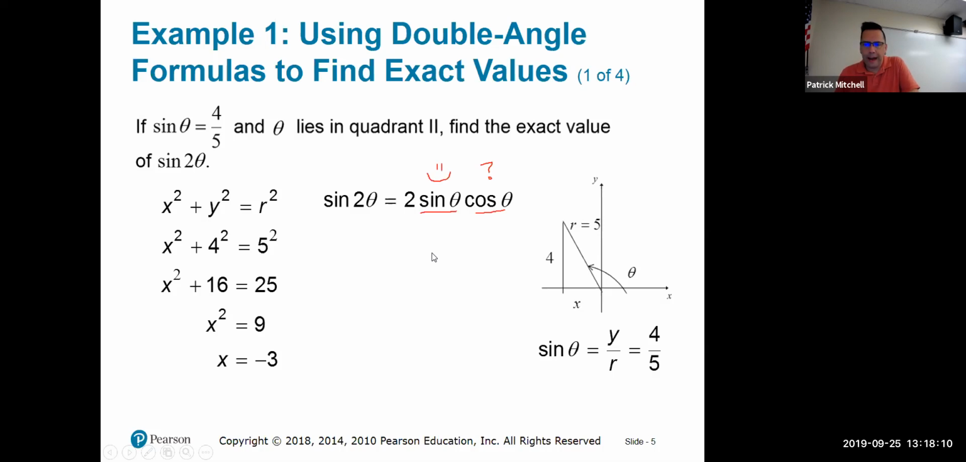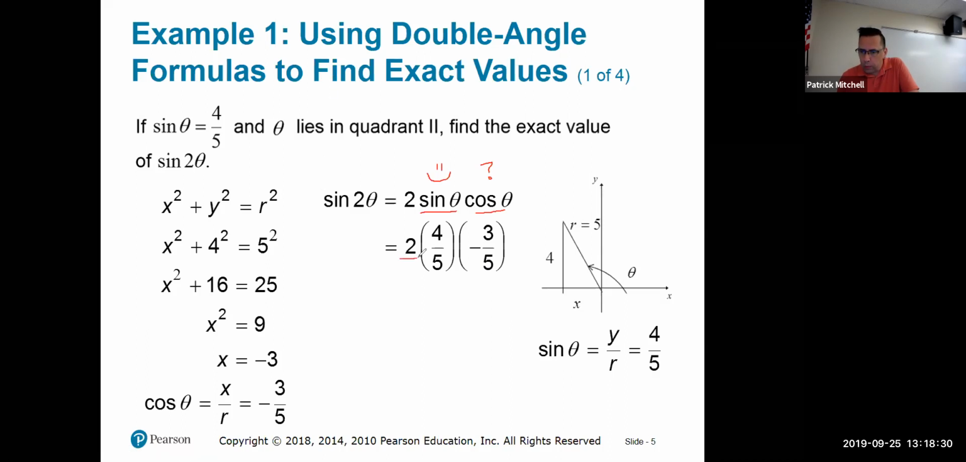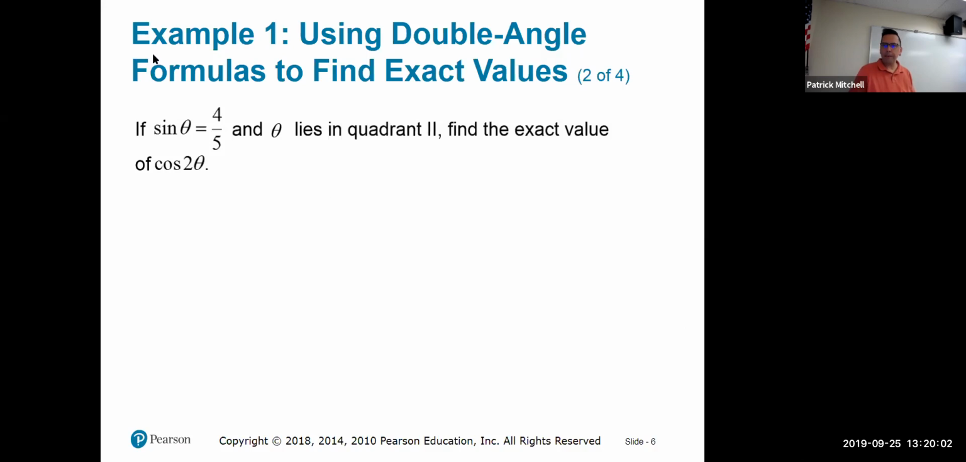X is pretty clearly a negative value because it's sitting over here on the left side. So now I have everything I need to finish this off. Cosine of theta is -3/5. That means the sine of 2 theta is going to be 2 times 4/5 times -3/5. And when you multiply all of those things together, we'll sneak a 1 under here if you find that helpful, that is going to come out to -24/25.